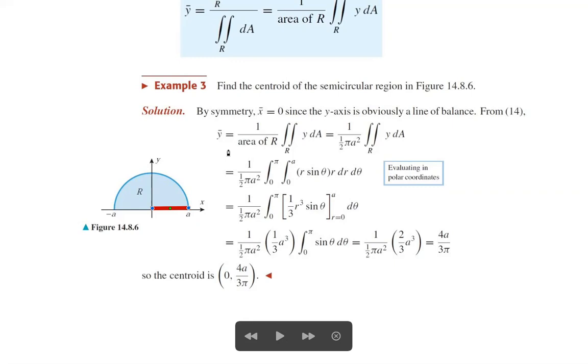And x bar is equal to 0, which implies the centroid is (0, 4a by 3 pi). Since it is uniform, by symmetry, the center of gravity lies on the y-axis. On the y-axis, x is equal to 0, that means x bar is equal to 0, and y bar is equal to 4a by 3 pi, somewhere here. So this is the center of gravity or centroid of this semicircular region.